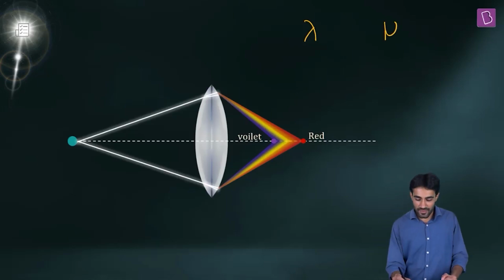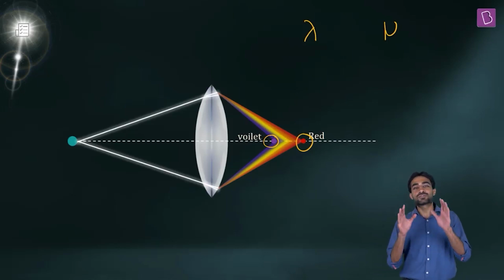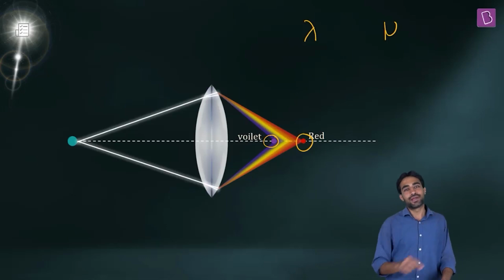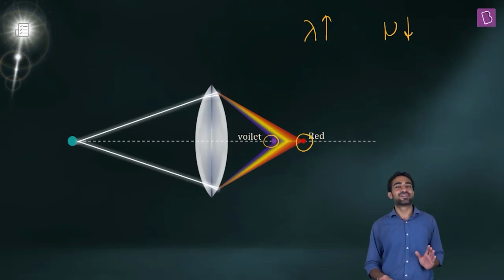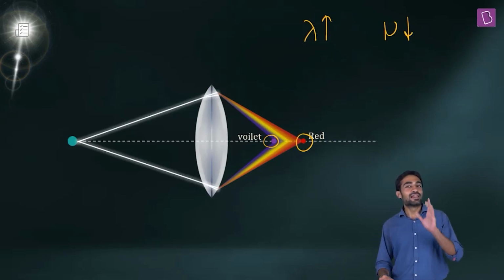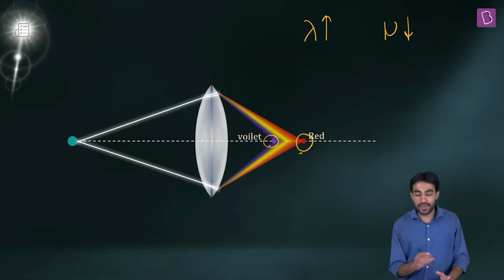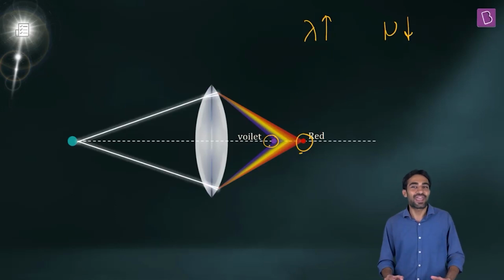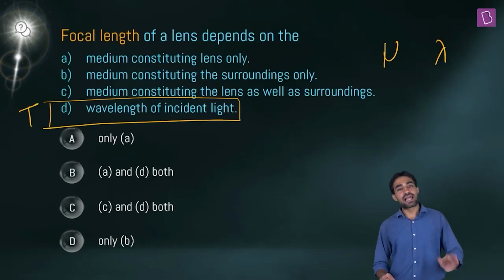That's why we are getting different focus. This is the focus for violet color and this is the focus for red color. Now, I just want you to remember one important point: if lambda increases, then refractive index decreases. So for red color, lambda has the highest value and the refractive index of red is the least. Therefore, red color will suffer least bending and violet color will suffer most bending. So we got this concept and statement D is actually true.